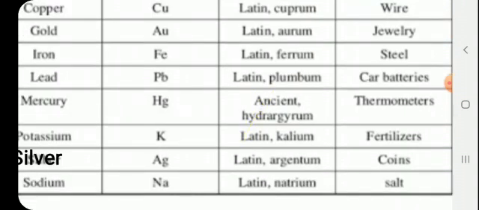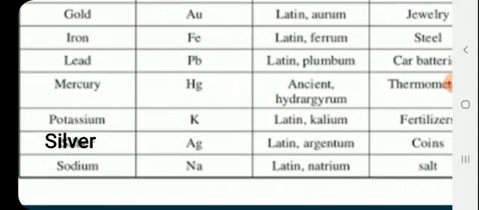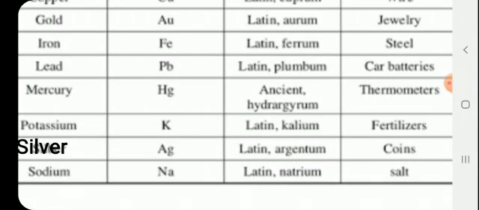Potassium is used in manufacturing of fertilizers. Silver is used in coins and sodium is used in preparation of salt.